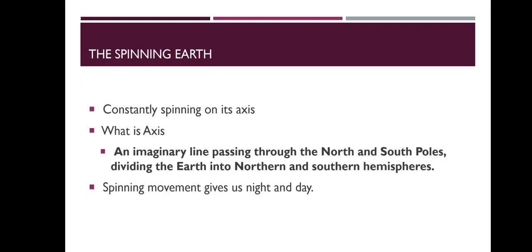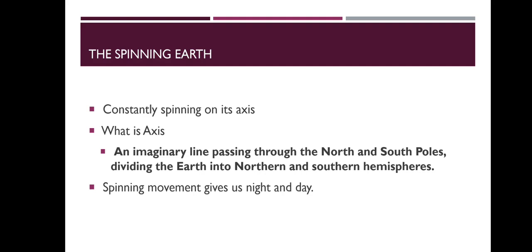Second one is the spinning Earth. Earth is also spinning on its own axis. What is an axis? An imaginary line. Imaginary line means a line that we are supposing. It is not shown or visible. You can't see it on the Earth, but it is the imaginary line that passes through the north and south poles.